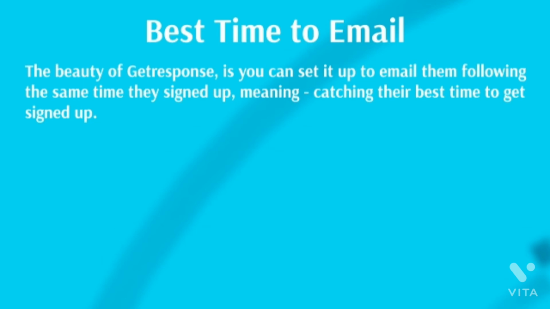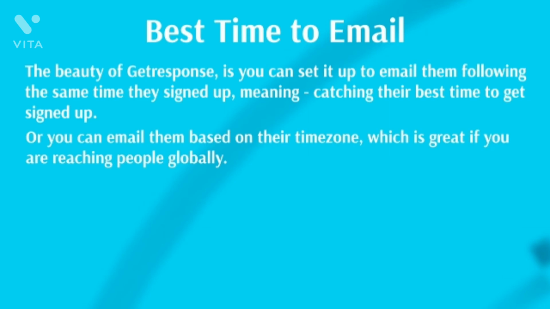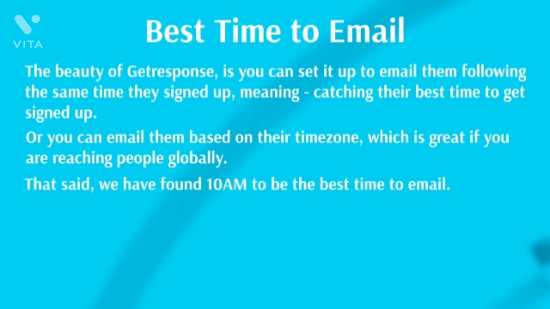Now, the only time that you would want to do that is, let's say, for example, that you're a local business or you know that your audience is not going to be available during Saturday and Sunday. So that's why it's crucial to understand when your prospect is actually near the email, they're near their desktop, they're awake, they're not working, and all of that. And like I said, you can email them based on time zone, which is great if you are reaching people globally.